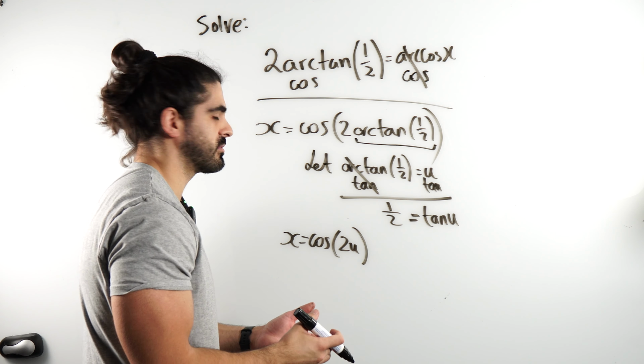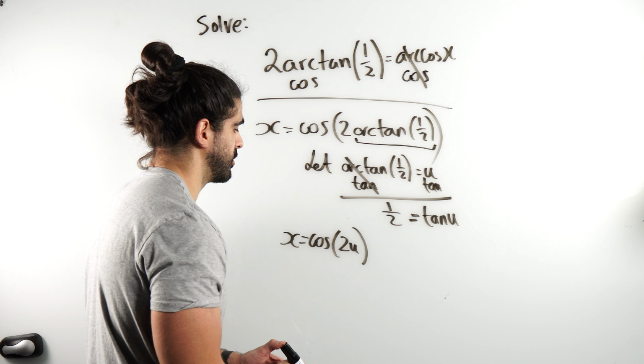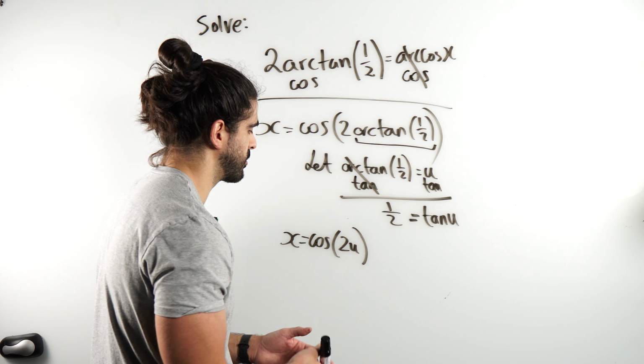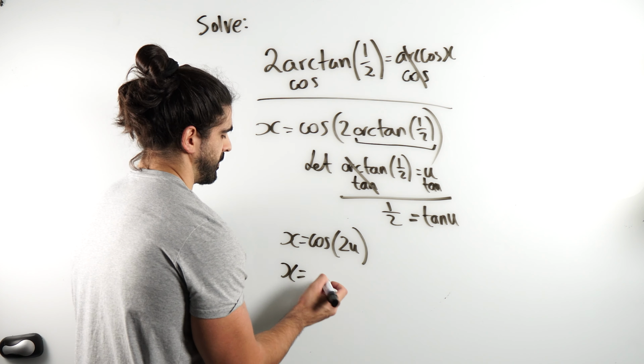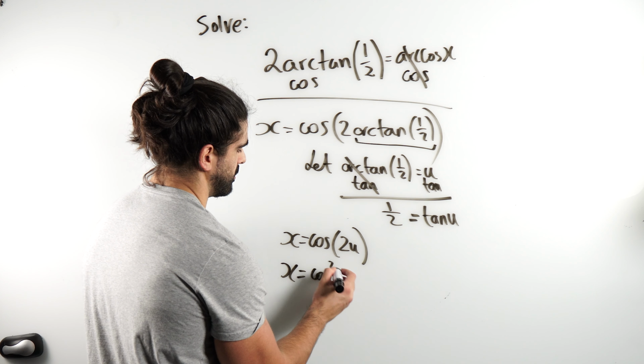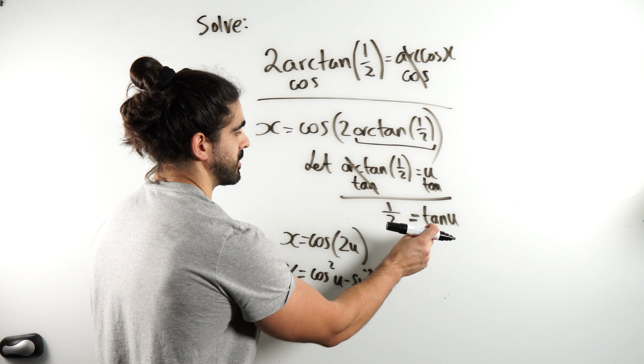Now from here we can just do an expansion. We can rewrite this in terms of whatever you want. You could do cos squared minus sine squared, 1 minus 2 sine squared, 2 cos squared minus 1. Just for this sake, I'm just going to do cos squared u minus sine squared u, because then it forces me to work out both values using this.